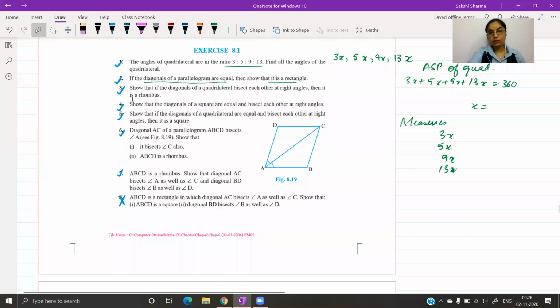Question number 3, show that if the diagonals of a quadrilateral bisect each other at right angles, this if part is the given part, then it's a rhombus. This is the to-prove part. So this is what's given. You are given a quadrilateral. The diagonals bisect each other at right angles. You have to prove that the quadrilateral given here is a rhombus.